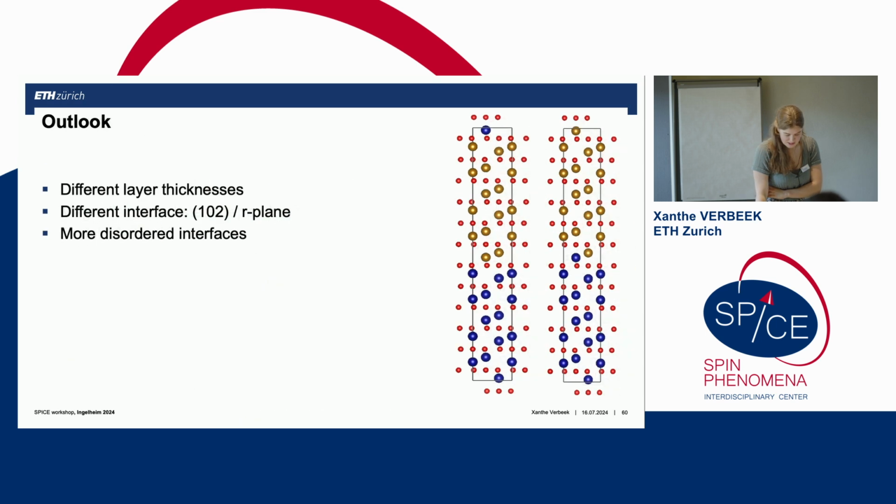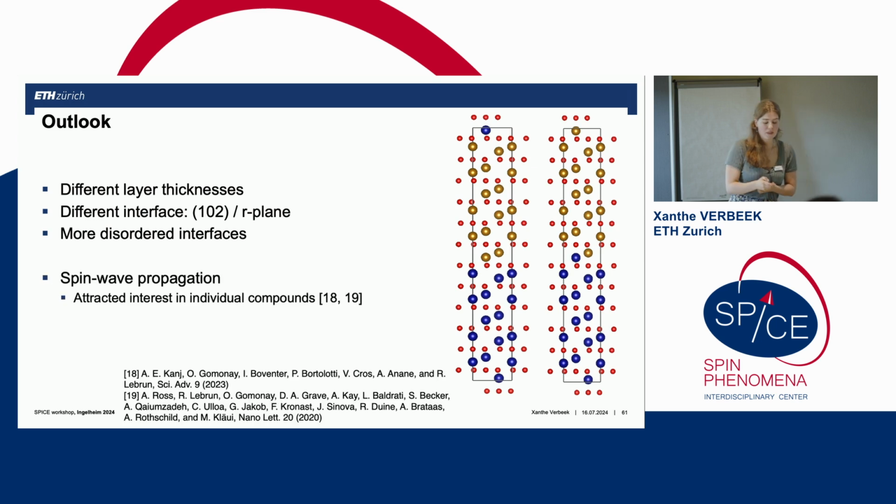So let me just present an outlook. We want to look at different layer thicknesses and different geometries, maybe just having a single interface. Look at different interface planes, and also more disordered interfaces that may be more realistic of experiment. Another avenue of exploration is to look at spin wave propagation across such interfaces, because of course you're changing from an altermagnetic material to an antiferromagnet.